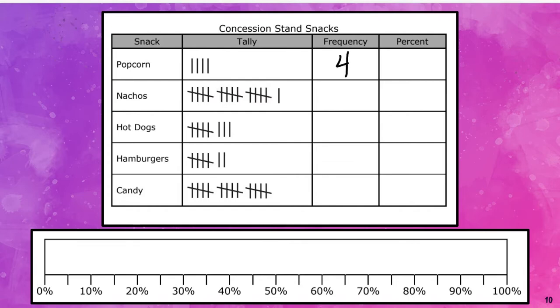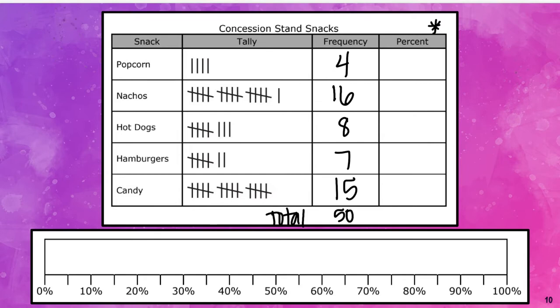All right, so popcorn had a frequency of 4. Nachos had 16. Hot dogs had 8. Hamburgers had 7. And then candy had 15. Now, I'm going to have to find my total frequency because I know I'm going to need to find my percent. So when I add up all of my frequencies, I get that there was a total of 50.